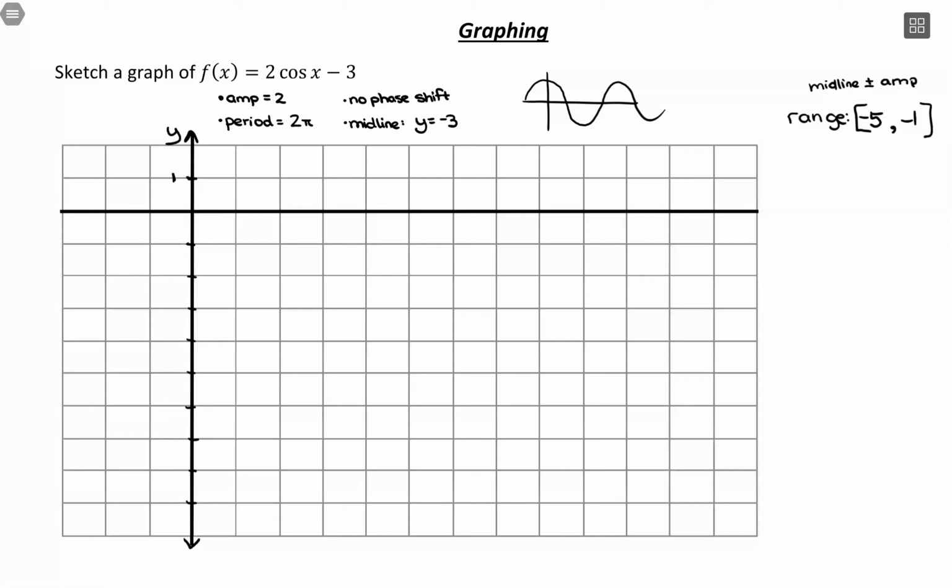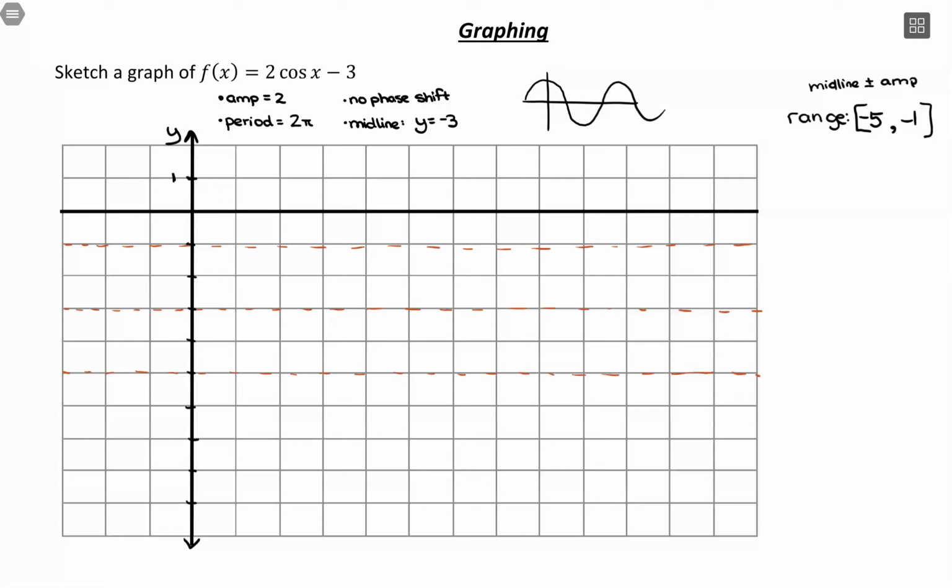With that, I can even start to create the barrier for the graph. I mean, we have our range. So the midline of the graph is at -3. So I'm just going to draw a dotted line there. So that's going to be the middle of our graph. And I'm going to go 2 above, and that'll create a barrier for the maximum of the graph, and then 2 down for the minimum of the graph.